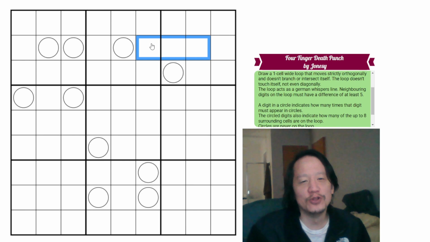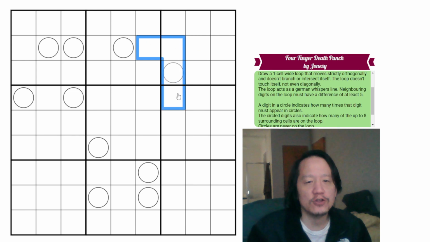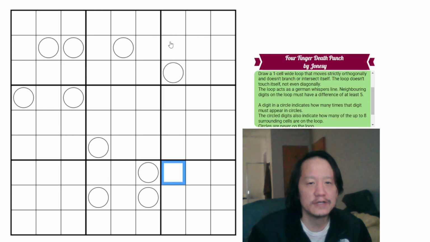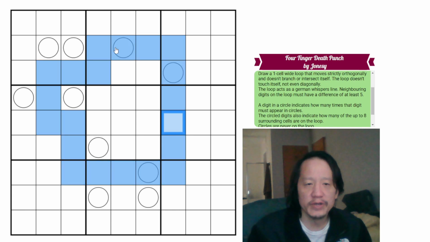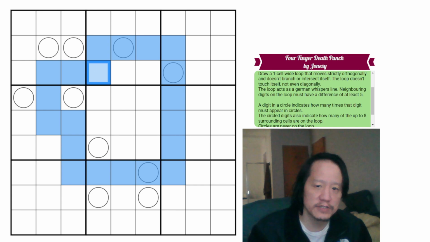So basically, a valid loop would be something along... Oh, that would not be a valid loop. But a valid loop would be something along the line of... something like this would be a valid loop, right? Because it's connected orthogonally, and it's one cell wide, and it doesn't touch itself, or branch, or intersect.